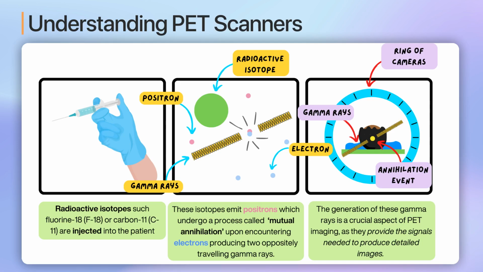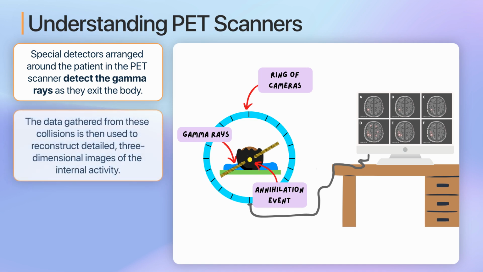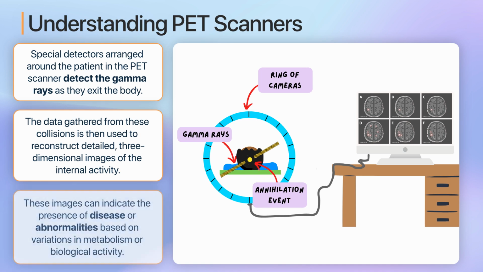Special detectors arranged around the patient in the PET scanner detect the gamma rays as they exit the body. These detectors capture the gamma rays' arrival times and locations, allowing the system to compute the precise point where annihilation occurred inside the body. The data gathered from these collisions is then used to reconstruct detailed, three-dimensional images of the internal activity. These images show how tissues and organs use the tracer, which can indicate the presence of disease or abnormalities based on variations in metabolism or biological activity.